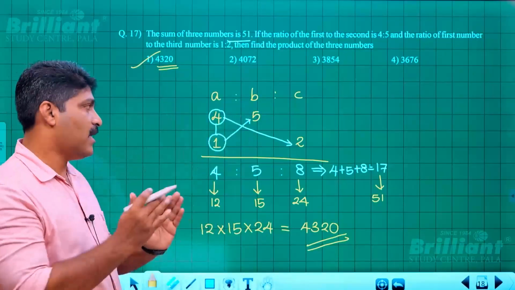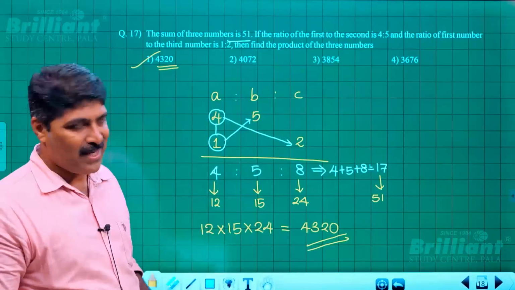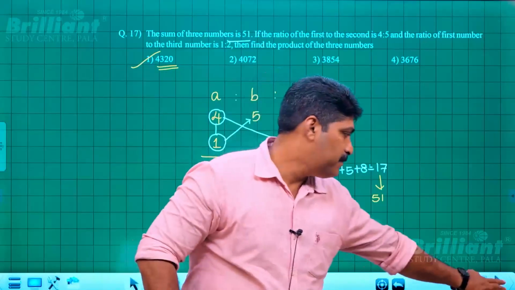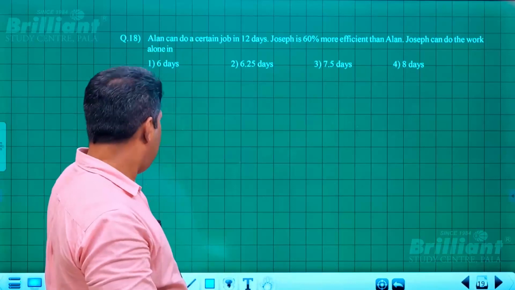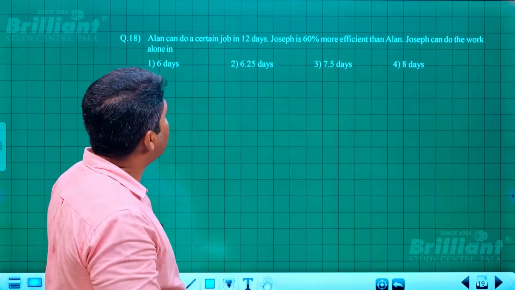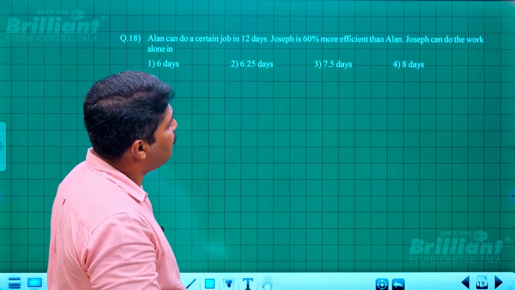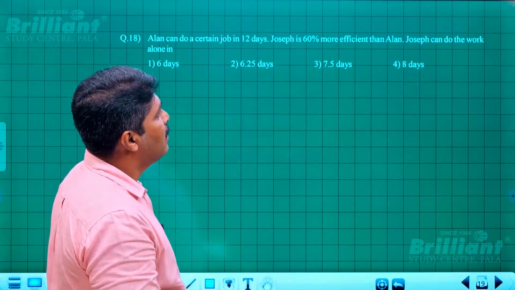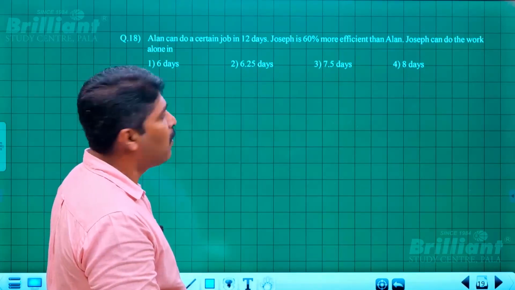This is a trick of combining ratios. Understand that combining ratio process. Next question. Alan can do a certain job in 12 days. Joseph is 60% more efficient than Alan. Joseph can do the work alone in how many days?